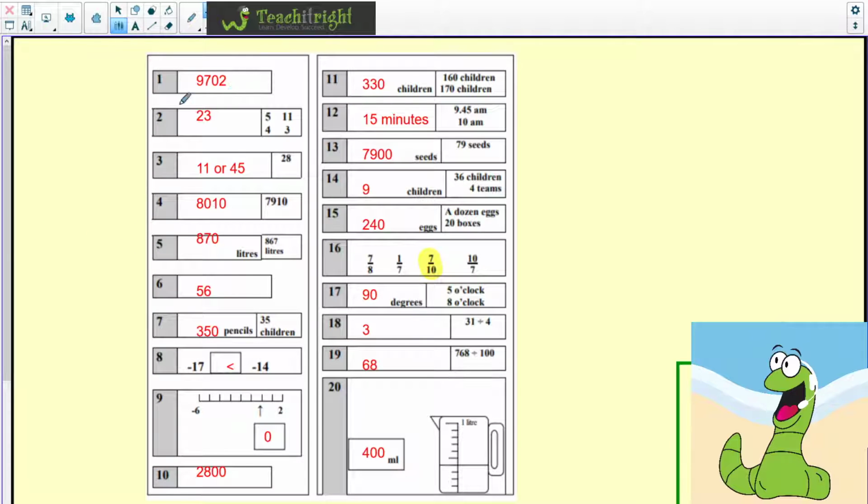There we are. So question 1, 9,702. As you go down through, you can give it a tick. We had to add together those numbers. So add together 5, 11, 4 and 3. And of course we get 23.